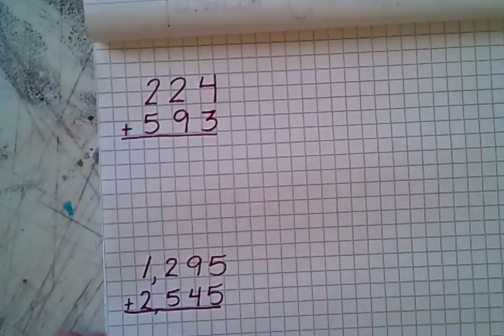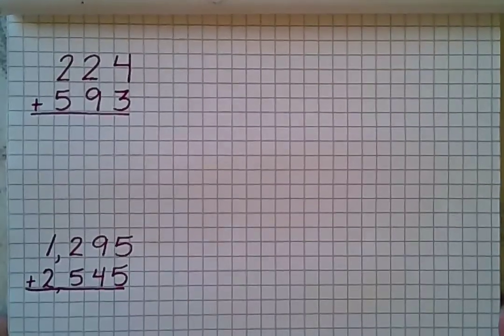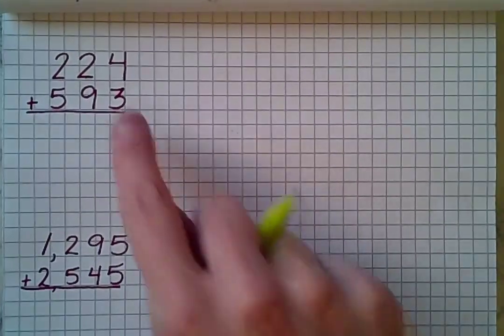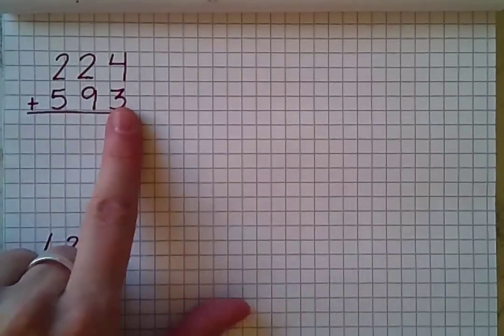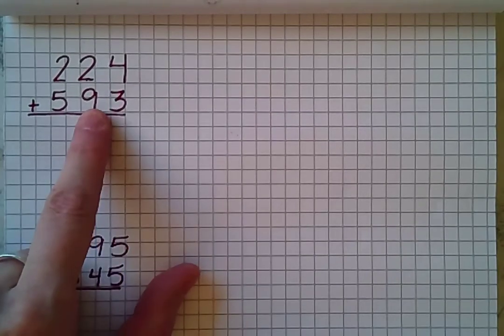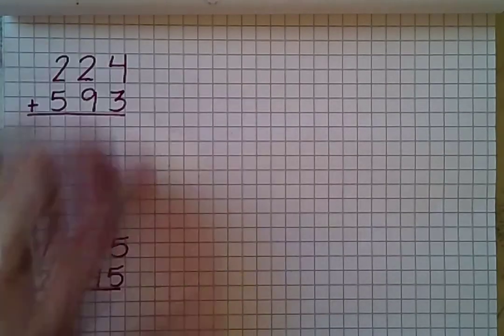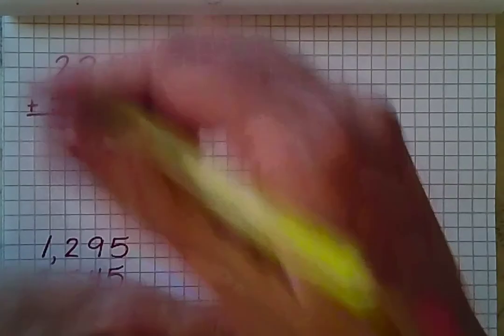Great job, guys. All right, let's keep pushing our brains. Now we are going to do some larger multi-digit numbers. And as you can tell, this first one is 3 digits. So let's go over the place value positions. We have the ones, the tens, and the hundreds. So let's go ahead and let's add them up.